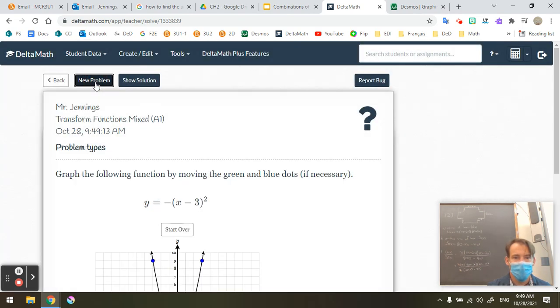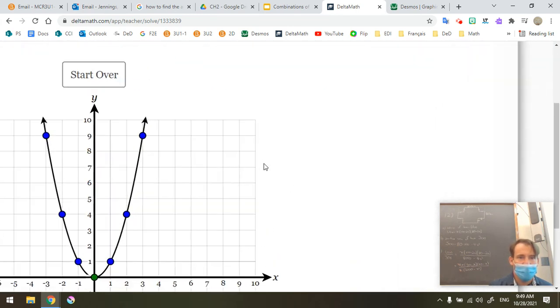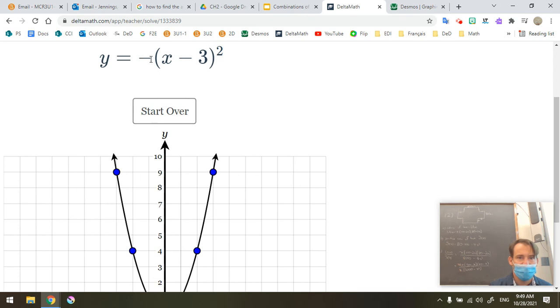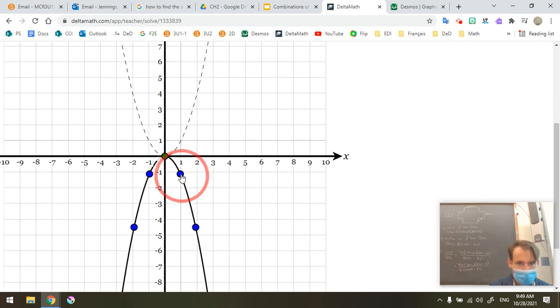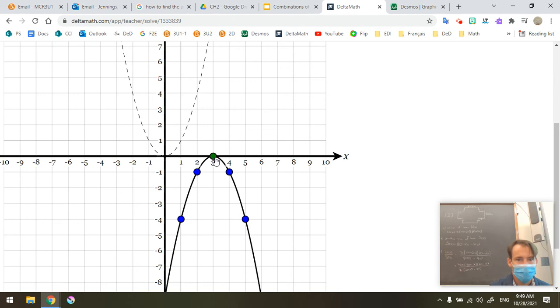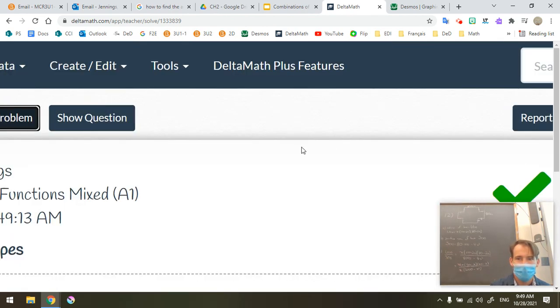Let's see if we can get one that has some. Here's a good one. So here I have the parent function is x squared. They've graphed the parent function for me. That's beautiful. And I need to reflect it in the x-axis. So that's going to be a vertical reflection. And then it shifts 3 units to the right. So let's reflect this point. It reflects down to (1, -1), and then move it 3 units to the right. That's how you'll do these. Submit answer. Are you sure? Yes. And yes, that is correct.